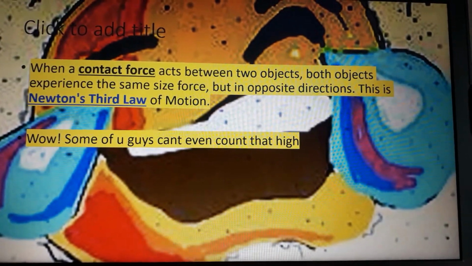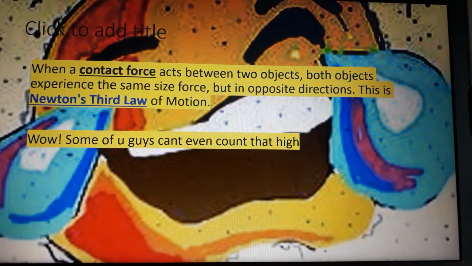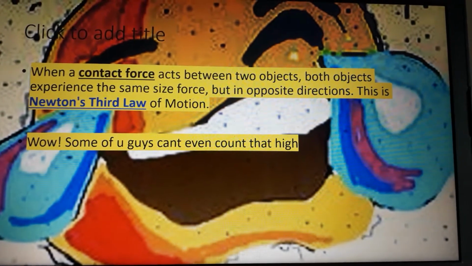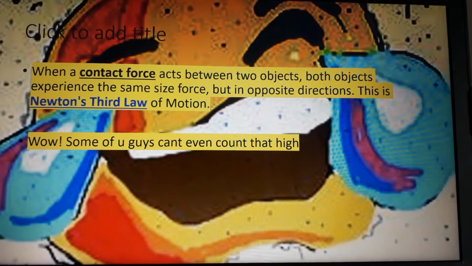When a contact force acts between two objects, both objects experience the same size force but in different directions. This is Newton's third law of motion.